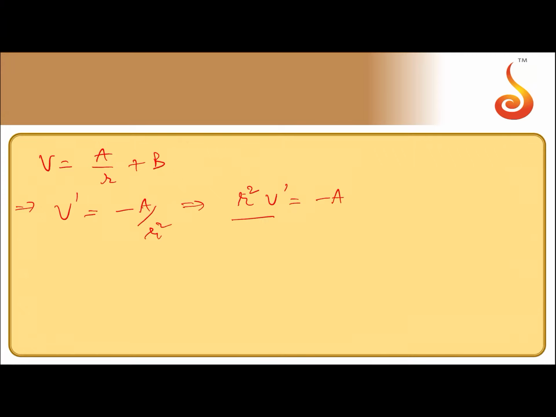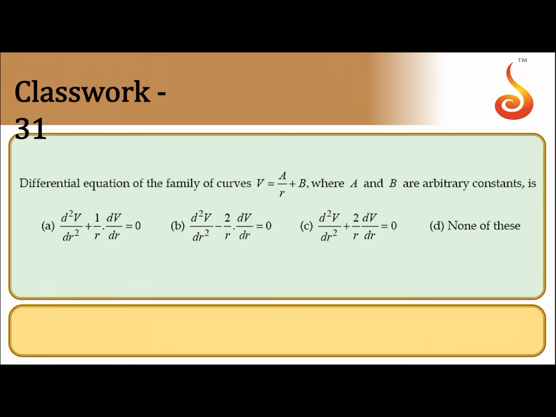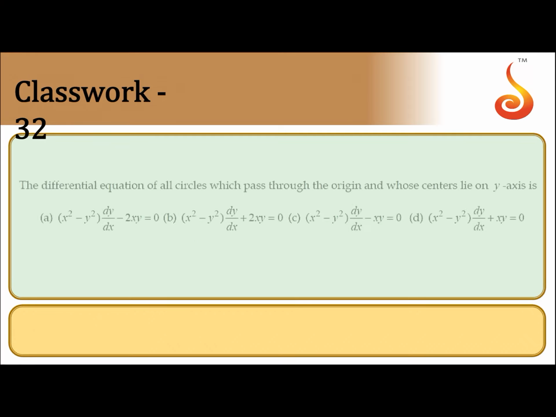r square v dash is equal to minus a. When you find the derivative of the right hand side, a will also be eliminated. And keeping r square as it is, v dash derivative v double dash, and r square derivative 2r multiplied by v dash is equal to 0. Dividing by r square, you will be getting v double dash plus 2 by r into v dash is equal to 0. So I hope you'll be getting the C option: d square v by dr square plus 2 by r into dv by dr is equal to 0.